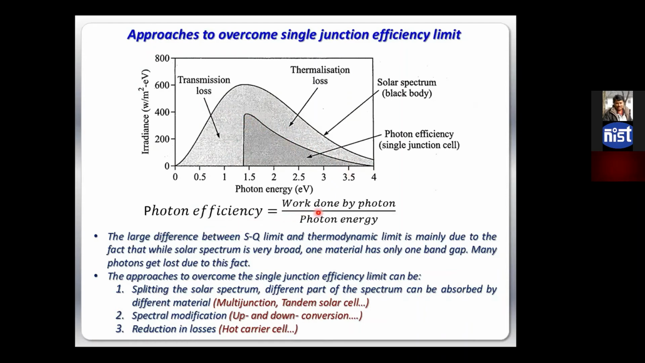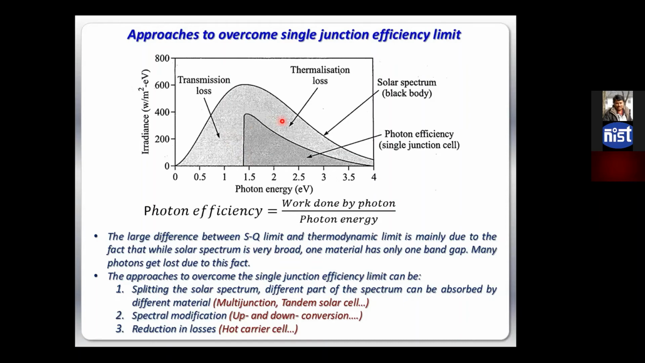Efficiency, I can write down the work done by the photon energy, right? So this Shockley-Queisser limit takes that balance equation and all these things, and I'm not going into the mathematics of that, but you understand that these two losses bring everything down to such a lower number from 85%.